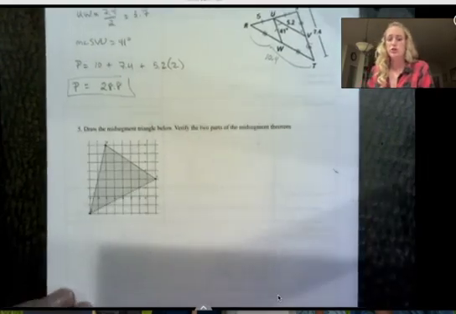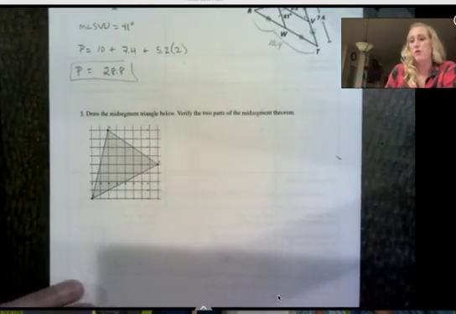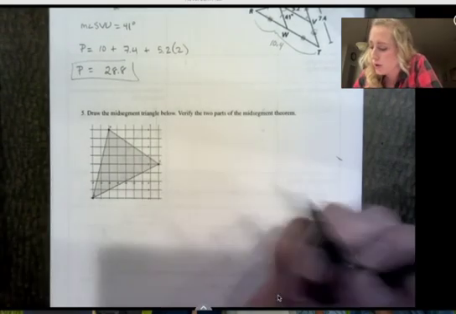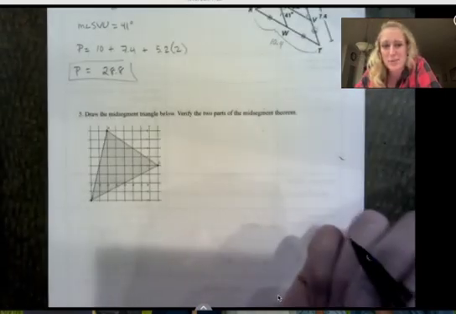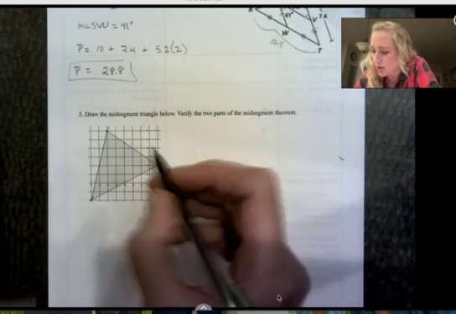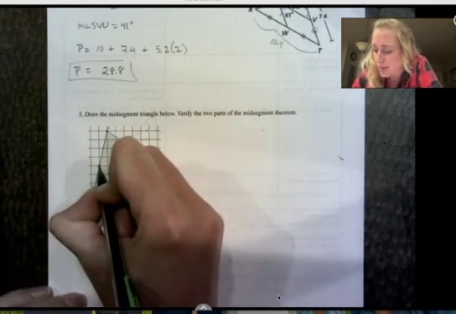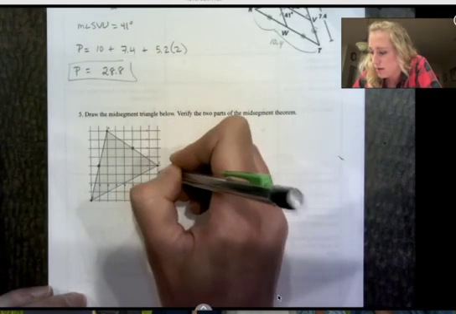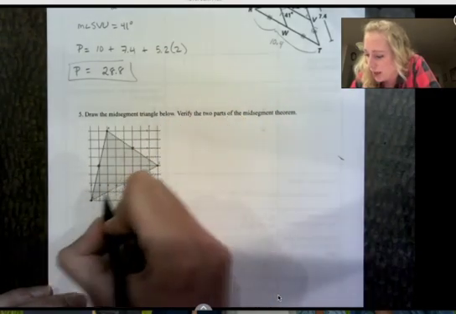All right. Okay, last example here. Draw the midsegment triangle below. Okay, so remember the midsegment triangle is all three midsegments together create another triangle. So midsegments connect midpoints. Okay, so I need to find the midpoints of these segments, and actually all of these are kind of nice, you guys. You might be able to eyeball, I think all of these we can kind of eyeball. But we could also calculate them as well.